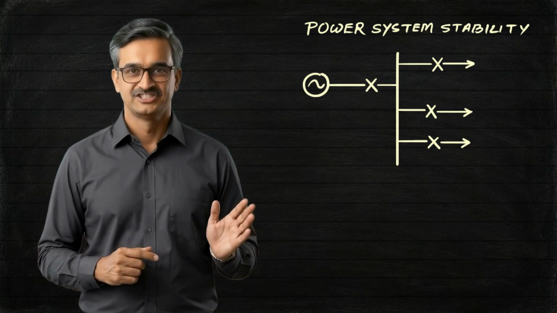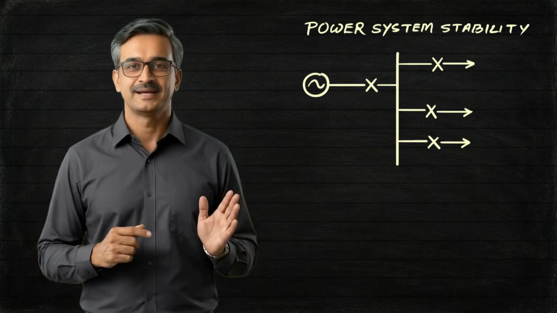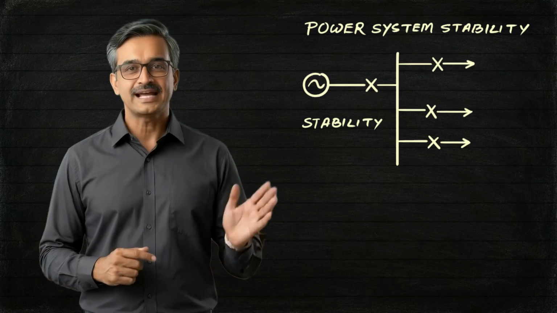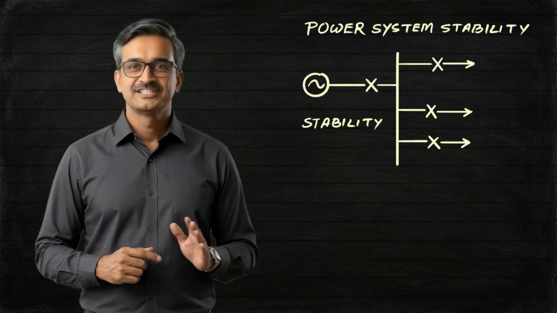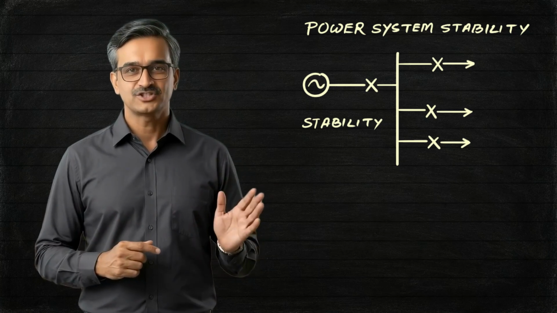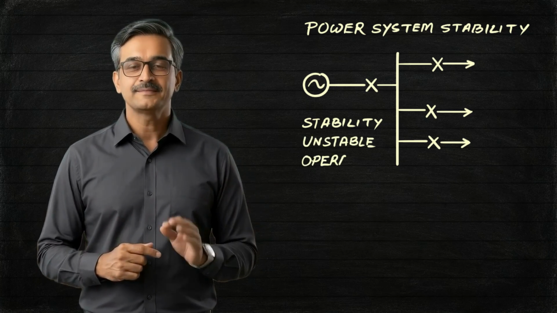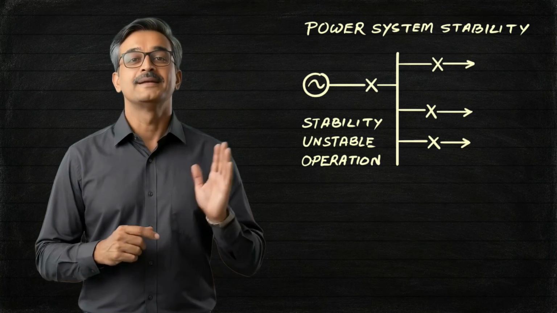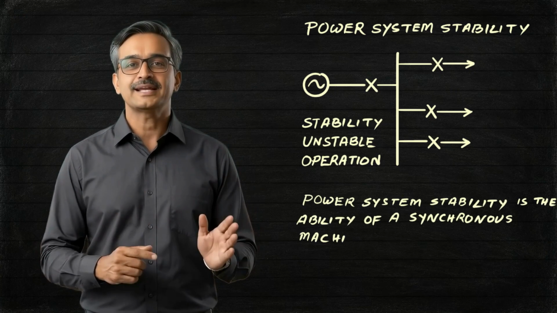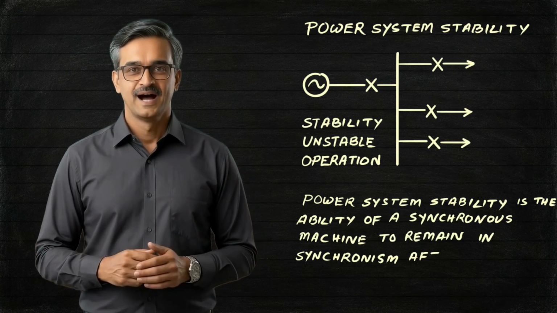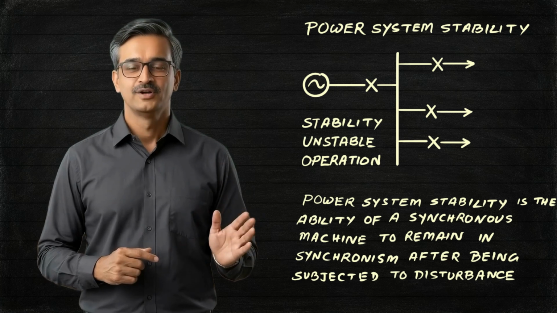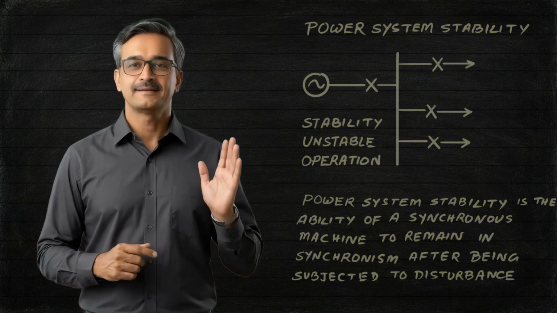This tendency of the generator to remain in synchronism is called stability. On the other hand, if the generator loses synchronism with the power system, it is said to have gone out of step. This condition is called unstable operation. So remember this definition. Power system stability is the ability of a synchronous machine to remain in synchronism after being subjected to disturbances. Now let's see how power transfer depends on the load angle.